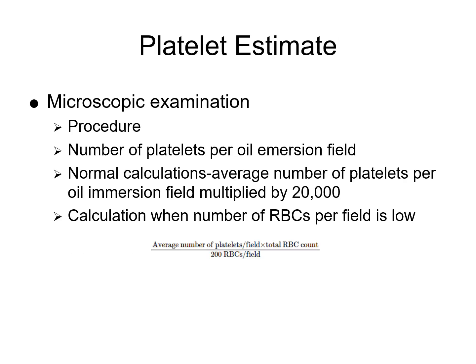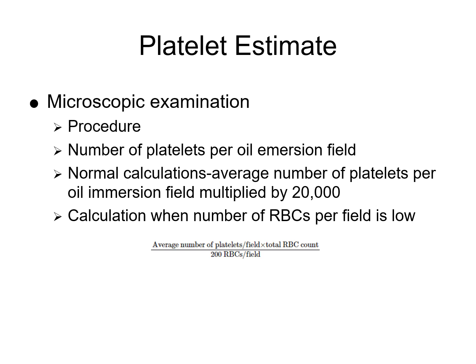For the platelet estimate, it is performed by examining peripheral blood smears under the oil immersion objective, which is the 100x, and counting the average number of platelets in several fields. Typically, platelets are counted in 8 to 10 oil immersion fields to calculate an average number per field.